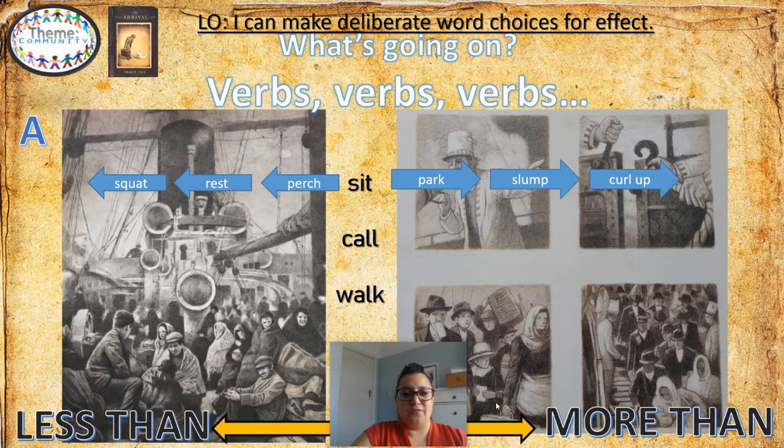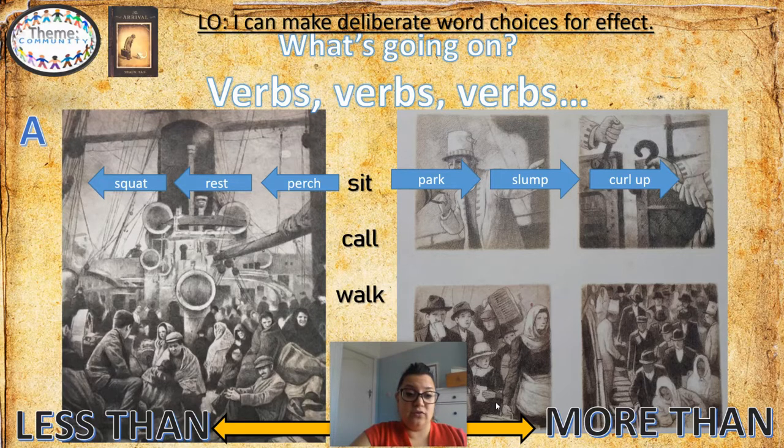And if I gave my reader a sentence with a more than version of the verb, it would give a different picture than if I chose a less than. For example, the passengers slumped on the deck of the ship. Gives us the image that they are maybe tired or worn out.